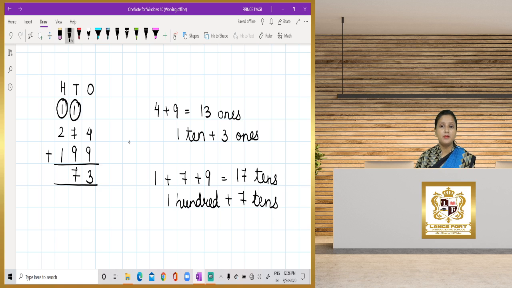Write 1 above 2. Now add the numbers that are already present in the hundreds place. 1 plus 2 plus 1. The sum is 4. So write 4 in the hundreds place. So this is how we add three-digit numbers with regrouping.